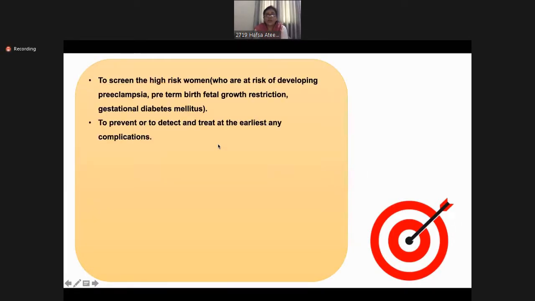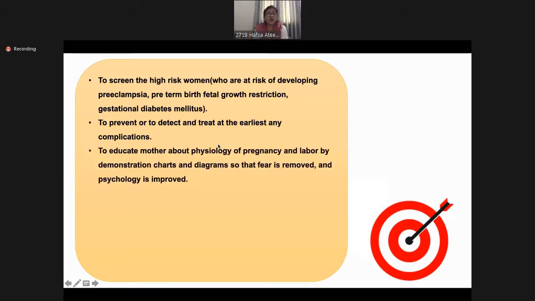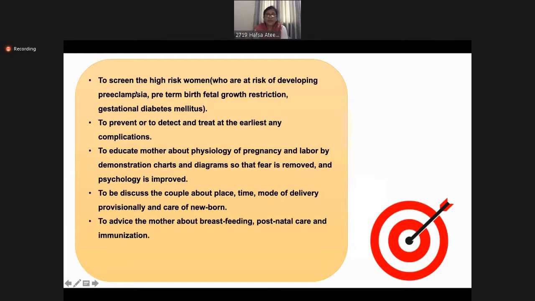Now, what are the aims of antenatal care? What are the objectives basically? Why is antenatal care important? The basic aim is to screen or to segregate those women who are at risk of developing certain medical disorders during pregnancy, or who are at risk of having some harm during pregnancy. That is, to screen these high-risk women who are at risk of developing preeclampsia or fetal growth restriction or gestational diabetes or any other medical disorder, like who may have certain form of thyroid disorders, or who may have neurological disorders like epilepsy.